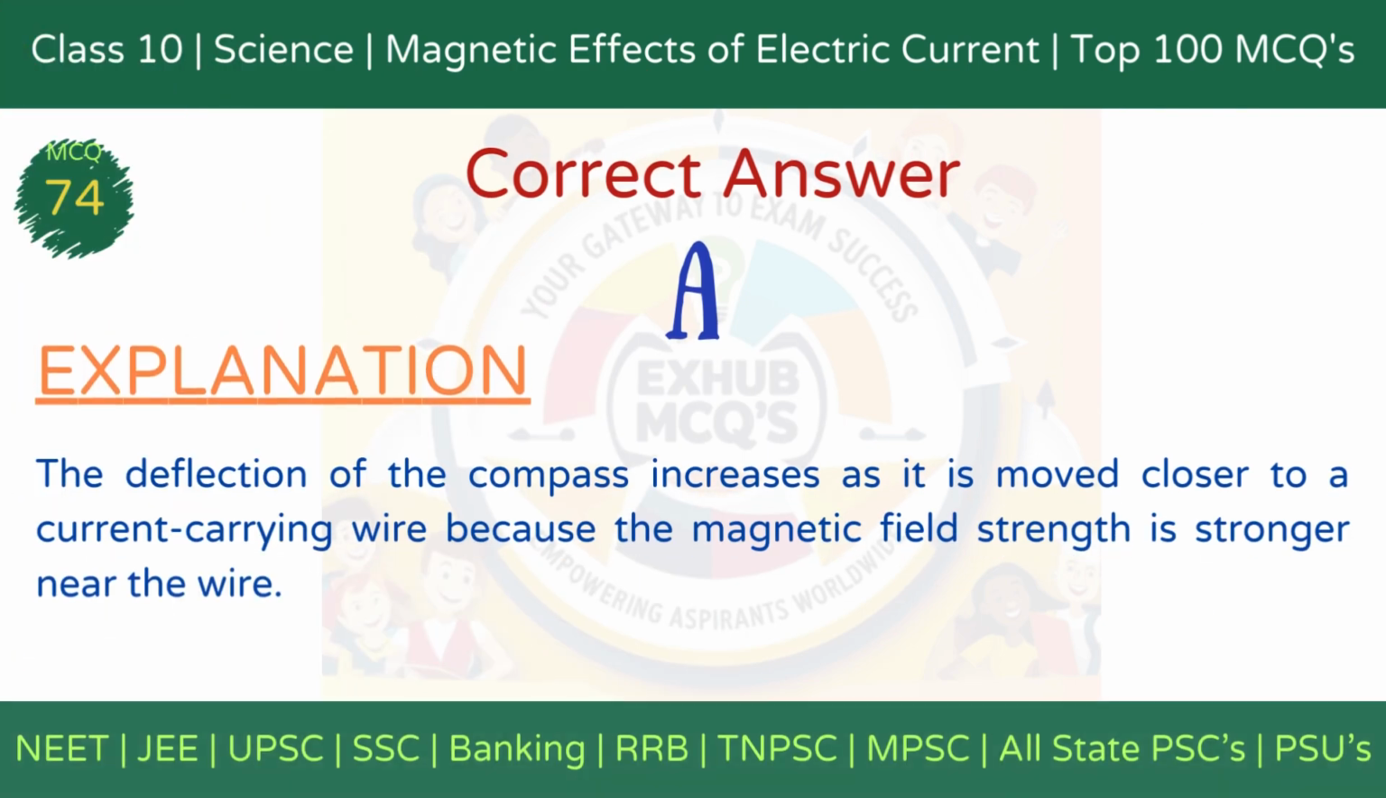The correct answer is option A, deflection increases. Explanation. The deflection of the compass increases as it is moved closer to a current-carrying wire because the magnetic field strength is stronger near the wire.